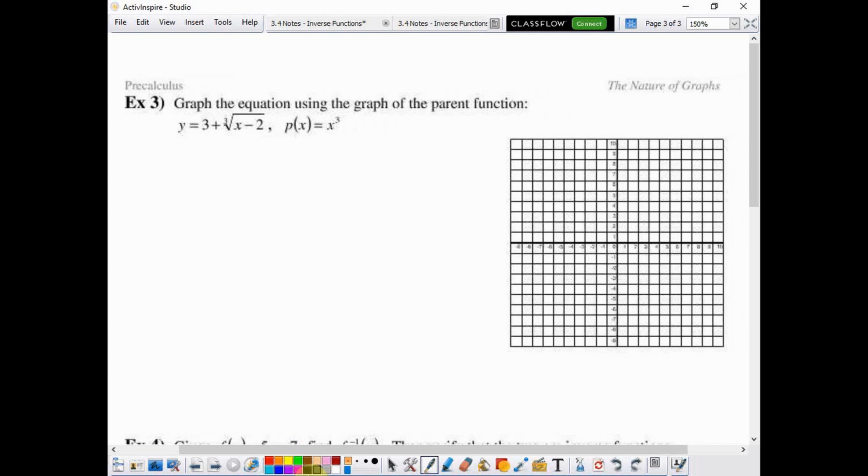Example 3, we are going to graph the function p of x equals x cubed. So if I start plugging in some inputs, I put in 0, 0 cubed is 0, 1 cubed is 1, 2 cubed is 8, negative 1 cubed is negative 1, and negative 2 cubed is negative 8. I'm going to dot this one because my answer on the graph is going to be after the transformations.